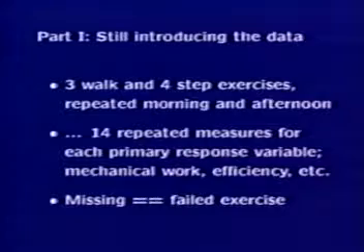Each subject was asked to perform 3 walking exercises, increasing in intensity, and then 4 step exercises, also increasing in intensity. They did these 7 exercises in the morning and then again in the afternoon. For each of these 14 exercises, various measurements were made or derived, such as mechanical work and efficiency. When subjects didn't meet the analyst's criteria for successfully completing the exercise, a missing value was assigned.